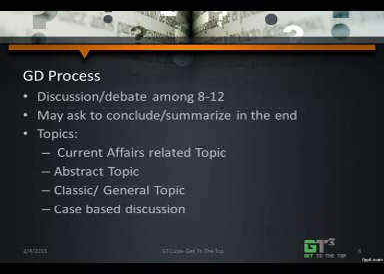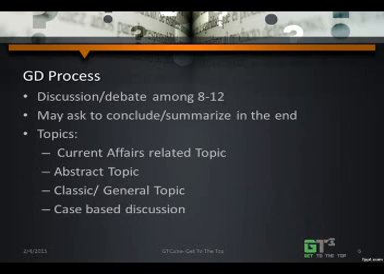Maybe planning commission, which is scrapped by Narendra Modi, so what are the effects of that and such. Then it could be an abstract topic, like the sky is black, or men are from Mars and women are from Venus. For these topics, you should keep in mind that you should show your creativity.